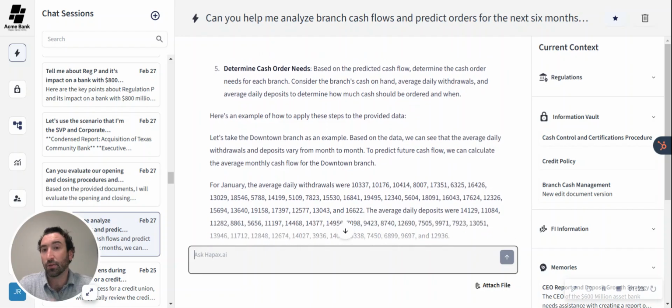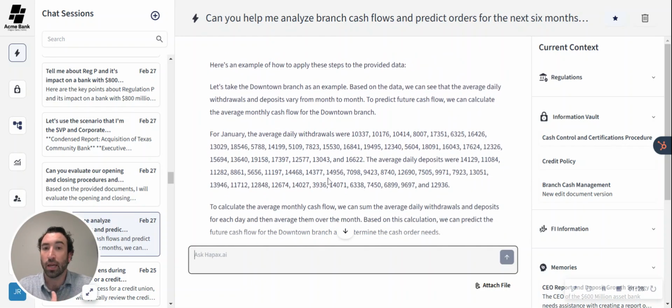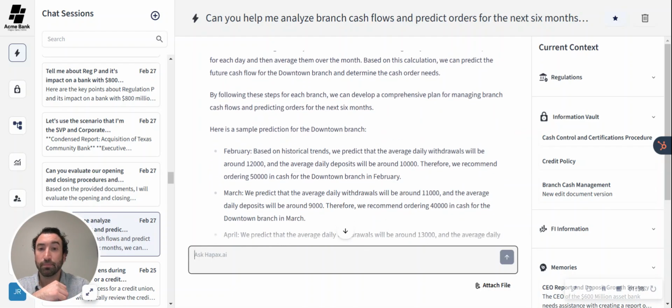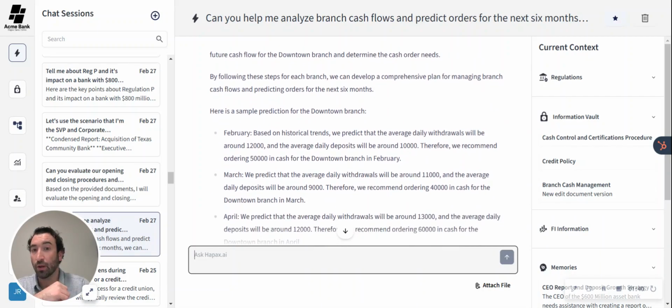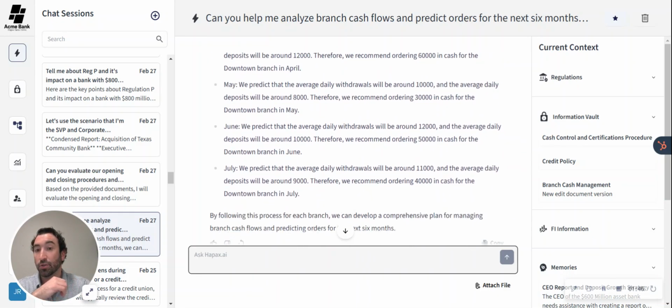And then in this case, it'll even take an example of like the downtown branch. It will look at the average daily withdrawals. It can list them out. You could ask it to tweak this format if you don't want it in a list view like this. And then it can calculate some of that data for you as well. So here's a sample prediction for the downtown branch over the next 6 months: February, March, April, May, June, July.